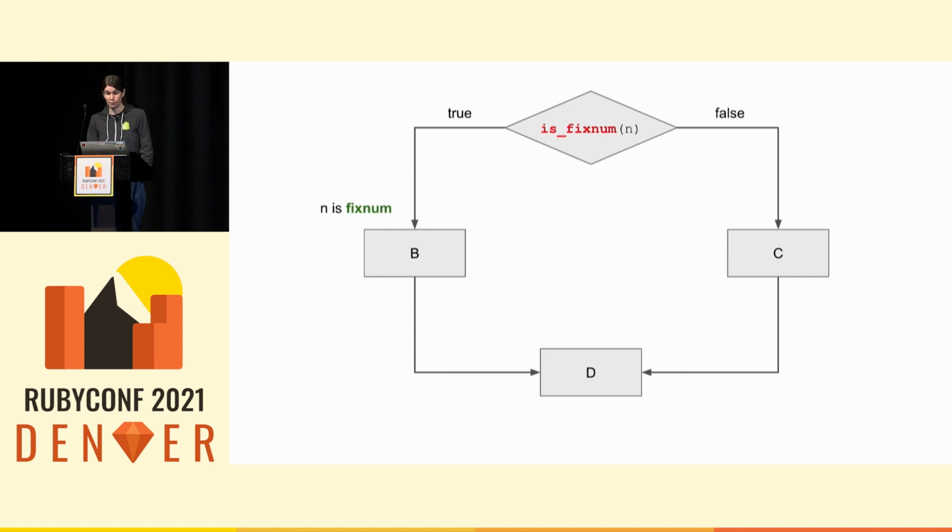And inside of block C, we know that n is not a fixed num. But because we're merging in D, we know that n is either a fixed num or not a fixed num. So we know nothing at all. So what can we do about this?